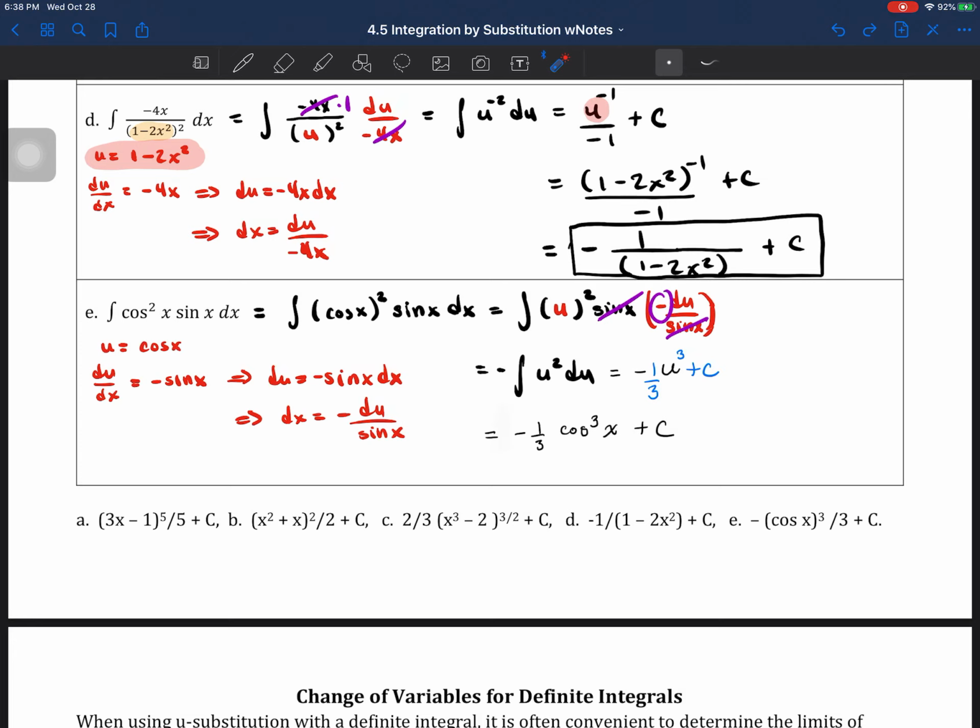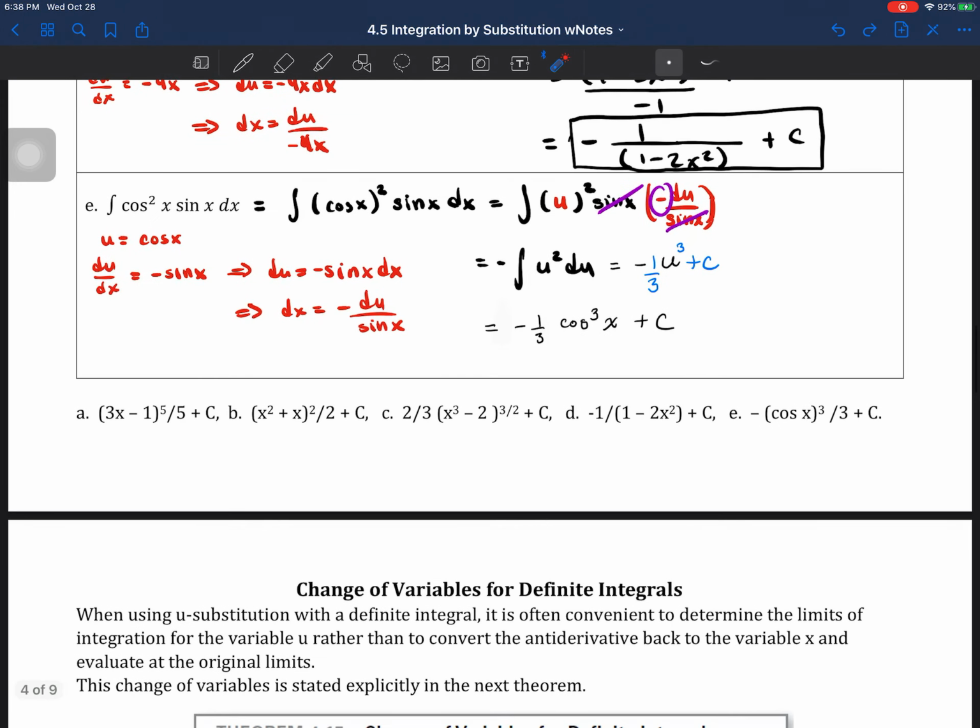Then where we're going to go back is we're going to replace cosine with u. So you have u squared, and then we have sine of x times negative du over sine of x. The sines will cancel each other out. The negative carries over to the front, and there you go, right? Now we have this, and we can take the antiderivative of that by applying the power rule. Add 1, divided by the new power, plus c. Replace at the end u in terms of cosine.